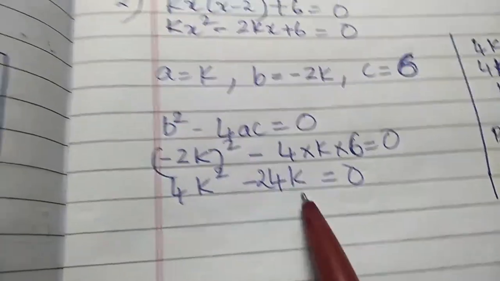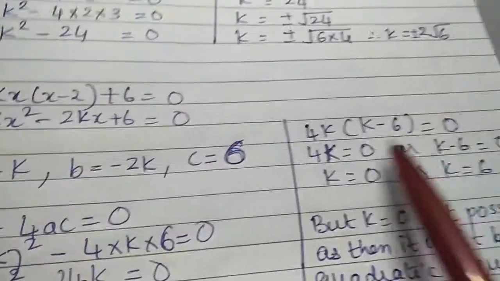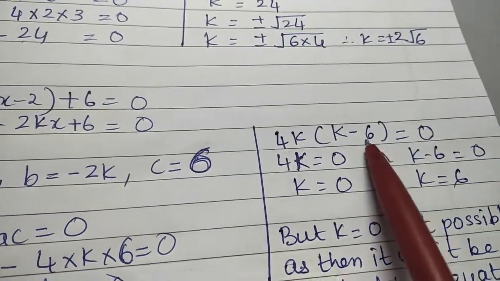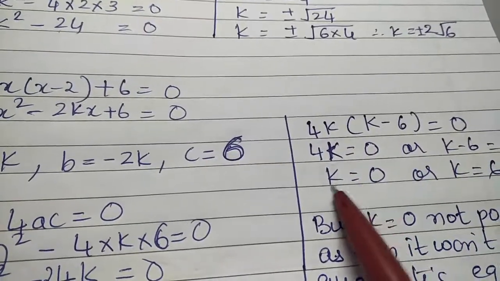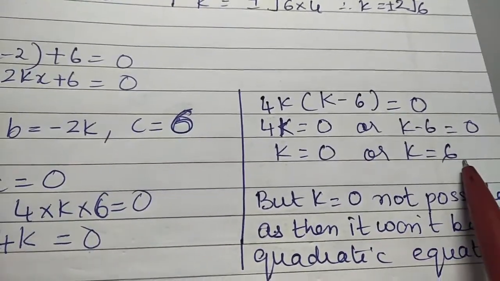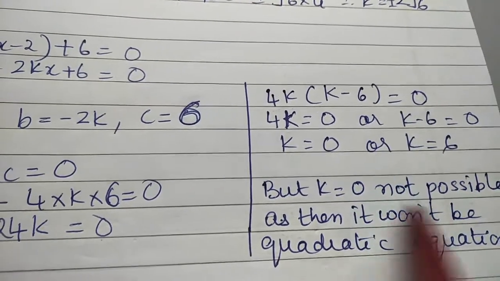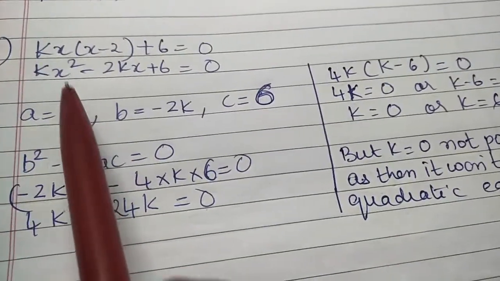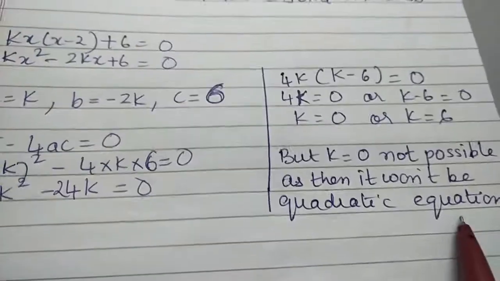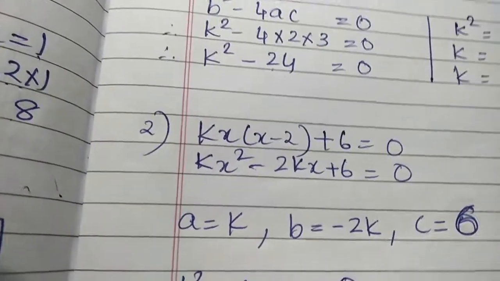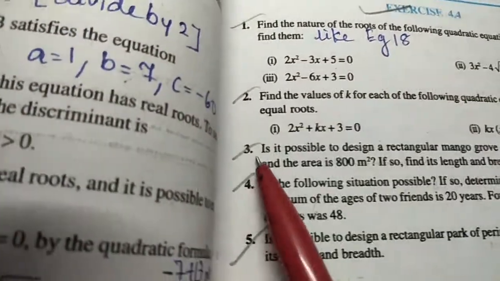Okay. So taking out 4k common, you will get k minus 6 from this. So you can equate this with 0 and this with 0 because it's equal to 0. Here we'll get k is equal to 0 or k is equal to 6, but k is equal to 0 is not possible because if you put 0 here, it won't be a quadratic equation. Okay, so we have to take the value. Now we go to the next sum of the exercise, that is, I'll be discussing sum number 3, 4 and 5.